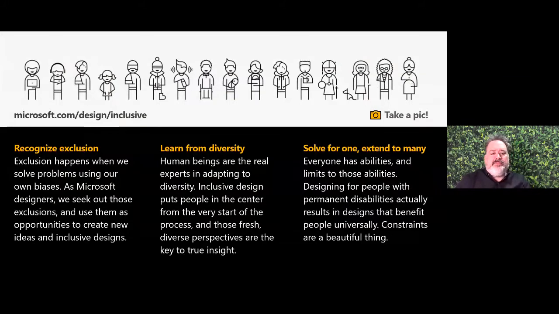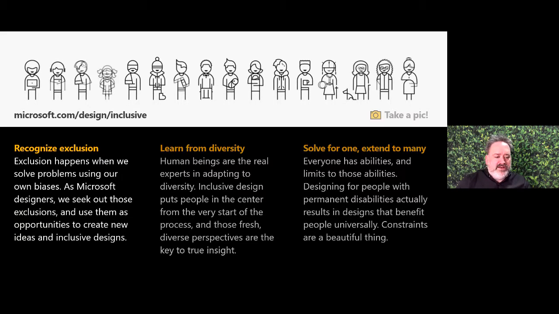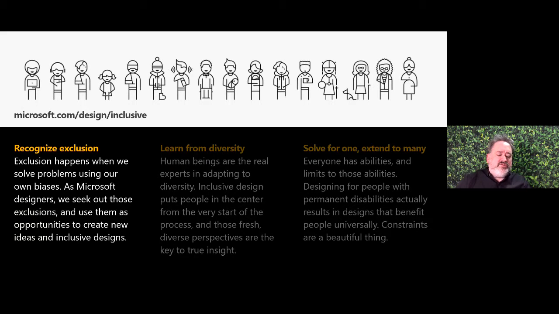So when we develop products, we use this framework called the Microsoft Inclusive Design Methods to help us frame and present the ideas. They basically start from these three principles: recognize exclusion, learn from diversity, and solve for one, extend to many. And I'm going to get into them in more detail right now. So let's start with recognize exclusion. Exclusion happens when we solve problems using our own biases. As Microsoft designers, we seek out those exclusions and use them as opportunities to create new ideas and inclusive designs.